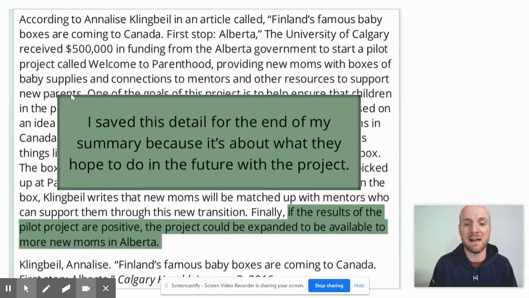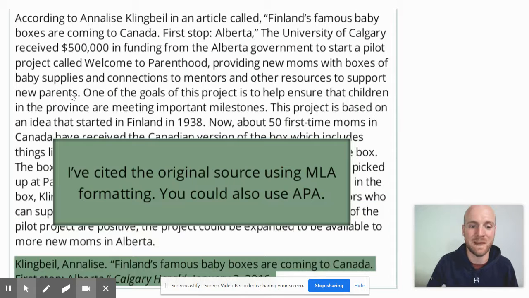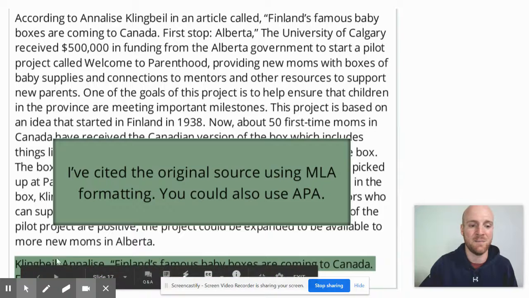I saved the last detail for the end because it talks about the next step, where they hope this will go. In the article, it says if the results of the pilot project are positive, the project would be expanded to be available to new moms in Alberta. And then I've included a citation at the bottom of the page. So again, author's last name, first name, title, and source. All right, so there you go.